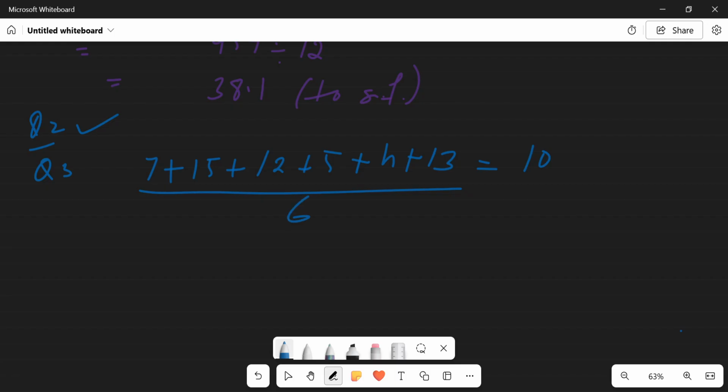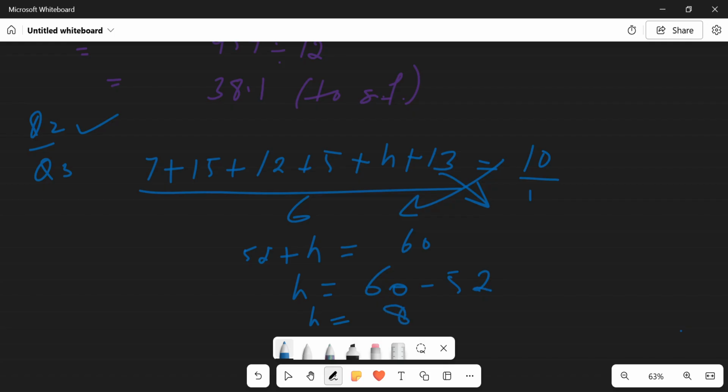Now here what we need to do, we need to do a cross multiply, because it becomes an equation. So whenever there is an unknown value, what comes inside your mind? Equation, we need to make an equation. So when we add all the numbers, it gives you 52 plus h equals 10 sixes are 60, right? So how are you going to find out the h value? h is 60 minus 52. So h equals 8.